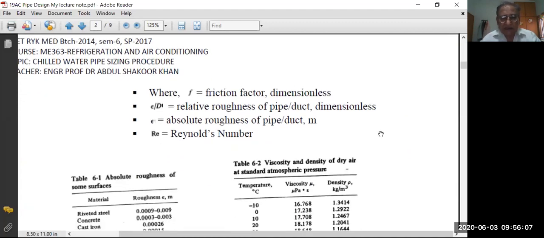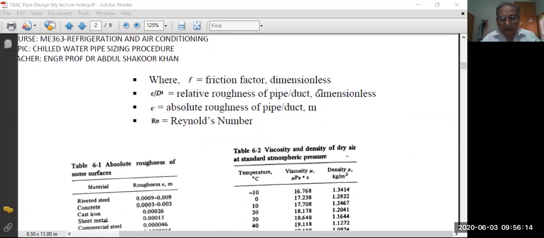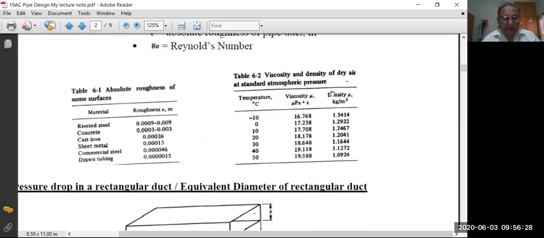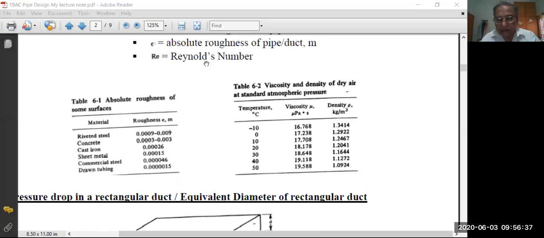Now, F is the friction factor in this Colebrook equation. Epsilon upon D is the relative roughness of the pipe, and epsilon is the absolute roughness of the pipe or duct, and Reynolds number is Re. Here in the tables in the book, in chapter 6, I was explaining how we learn AC ducts, HVAC ducts, so air duct.